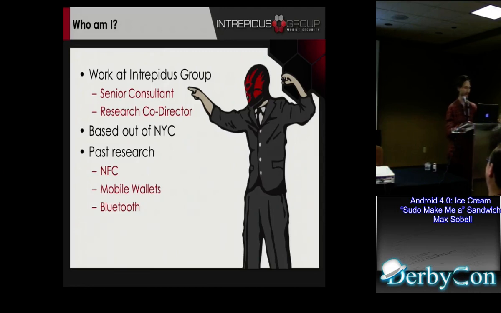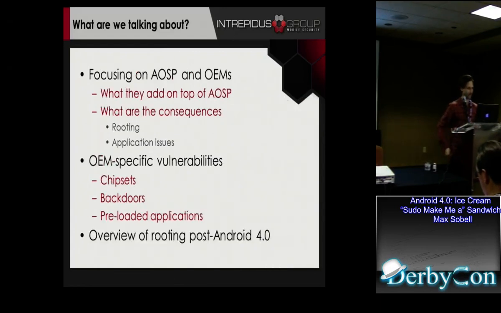All right. Did some past research in NFC, mobile wallets, and some Bluetooth stuff. Today we're going to be focusing on the Android open source project and OEMs, and then what the OEMs add on top of the Android open source project, and then what the consequences are. So we've seen a lot of rooting exploits and application issues and privacy issues come out of the pre-installed applications, modifications to the Android open source project. So this is really focusing on that today.